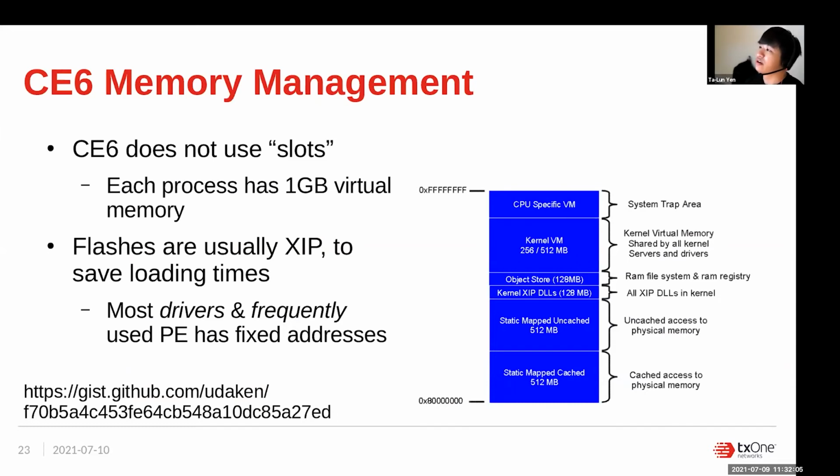And let's take a quick look at CE6 memory management. In CE6, unlike CE5, it does not use a concept of slots. In CE6, any process has 1 GB of virtual memory. Also, the flashes are usually executed in place to save loading times. That would imply most drivers and frequently used PEs will have fixed addresses in the memory and also in the image.